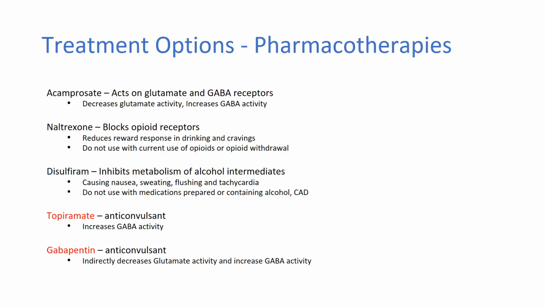And then you have topiramate and gabapentin, so these are anticonvulsants, so they help with epilepsy and seizures. And they're going to increase GABA activity, similar to acamprosate, while gabapentin will also decrease glutamate.